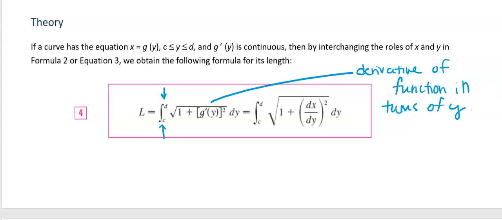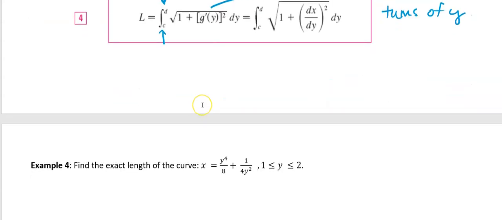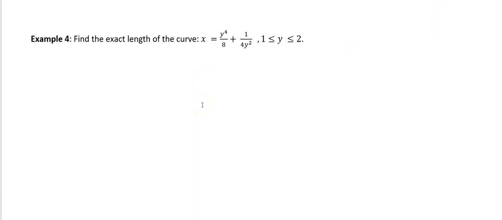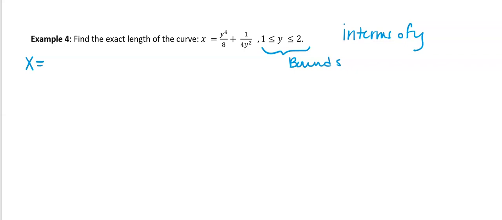Okay, so let's look at an example. Going to example 4, we need to find the exact length of the curve, and it's given to us in terms of y, and notice that our bounds are also in terms of y. So we are ready to roll. These are our boundaries, and we are in terms of y. But again, just because we're in terms of y doesn't mean that anything's really changing. It's just looking at a different variable. So here's our equation that we're starting with.